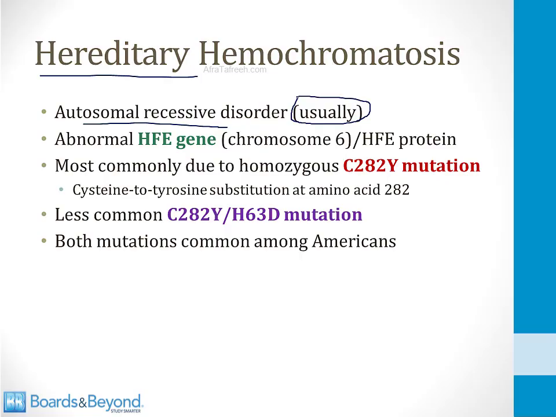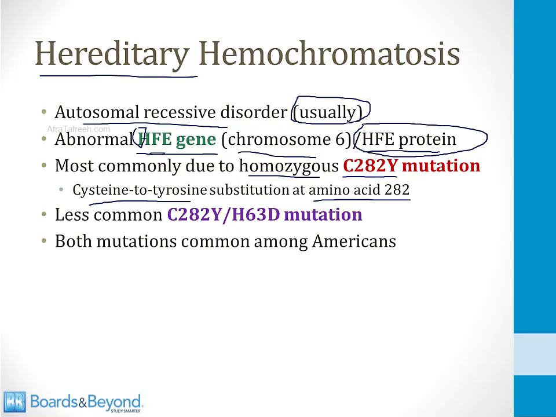It is caused by an abnormality in a gene called the HFE gene. The HFE gene gets its name because HFE stands for high iron, the H for high, the Fe for iron. The HFE gene is found on chromosome 6 and it codes for the HFE protein. Most commonly, hereditary hemochromatosis occurs because of a homozygous mutation of the HFE gene called C282Y. This mutation gets its name because it results in a cysteine to tyrosine substitution at amino acid 282 of the HFE protein.